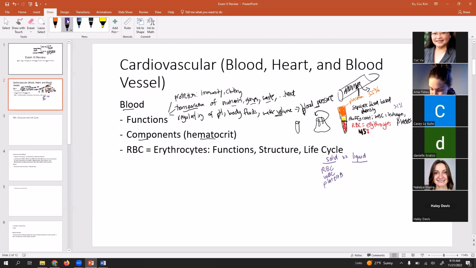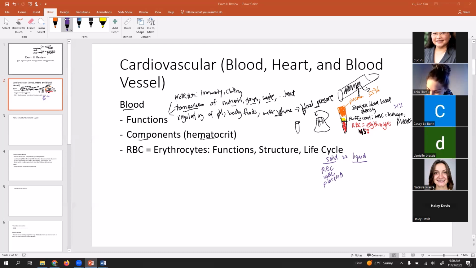Of these, how many of them are cells? Just two. Two. That's right. So platelets used to be called thrombocytes, clotting cells, but we know that they're not cells. Platelets are fragments of a larger cell called megakaryocyte. So if I ask you on the test, true or false, platelets are clotting cells, you would say false. That's correct. Okay.